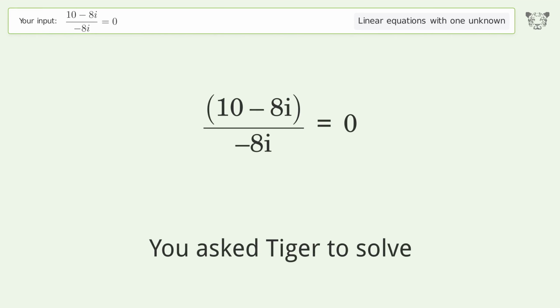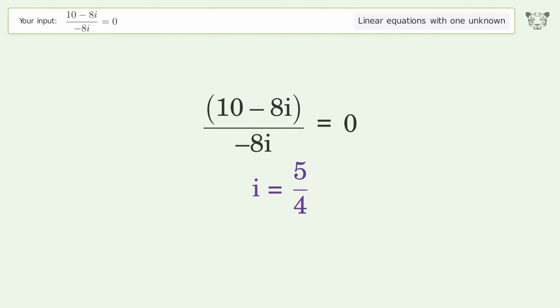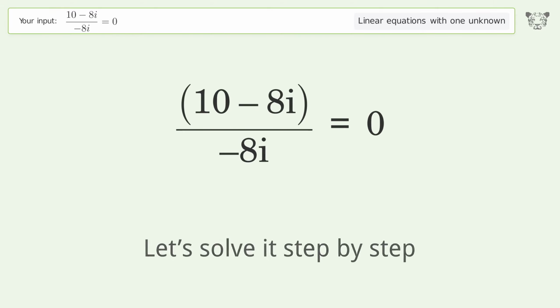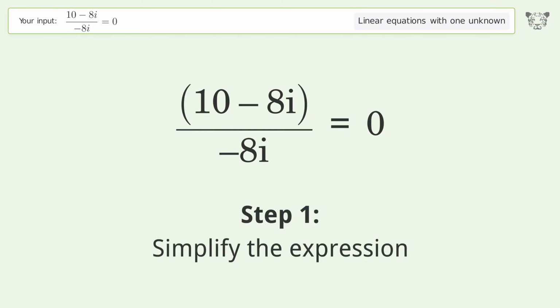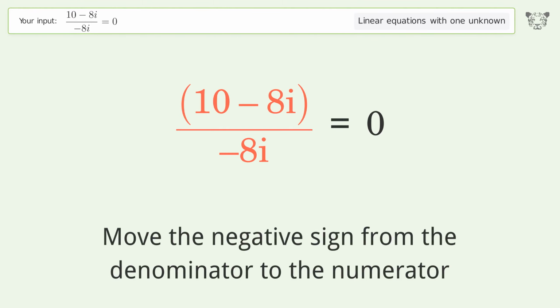You ask Tiger to solve this. This deals with linear equations with one unknown. The final result is I equals 5/4. Let's solve it step by step. Simplify the expression. Move the negative sign from the denominator to the numerator.